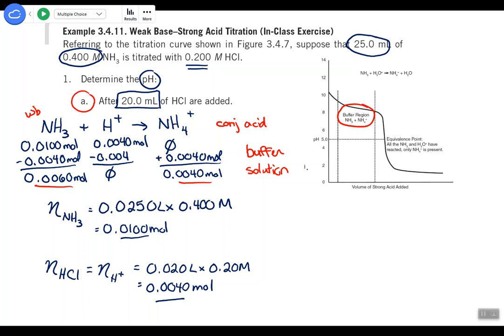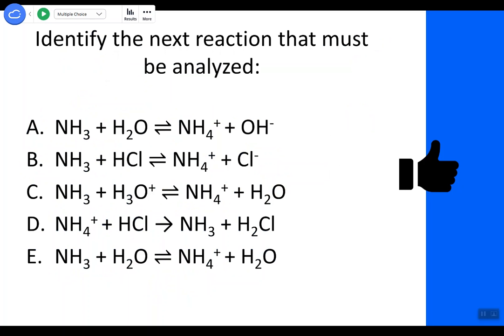So I now have the number of moles of weak base and the number of moles of conjugate acid hanging out in solution. So what is the next reaction that I need to analyze to solve this problem? This is going to be a hand-waving example. So chat with the person beside you for 20 seconds.